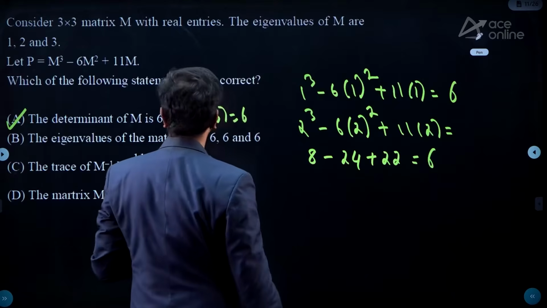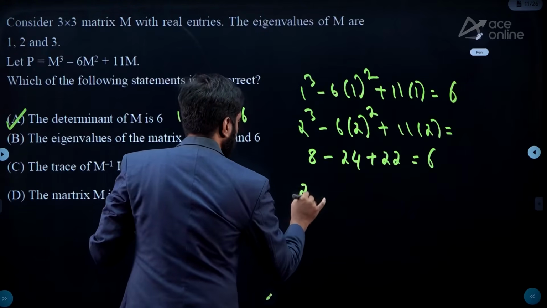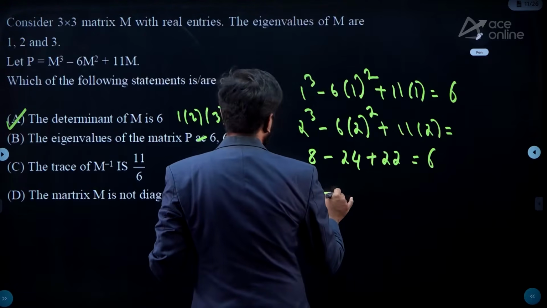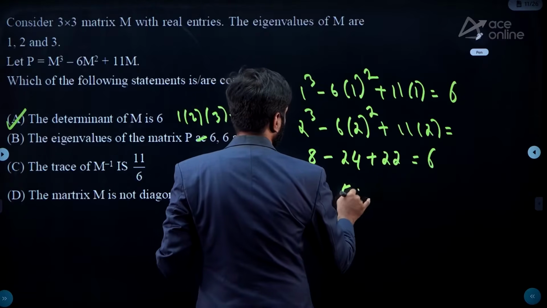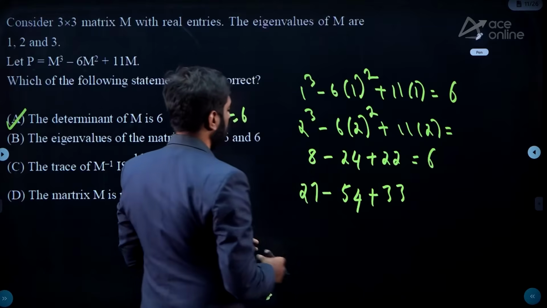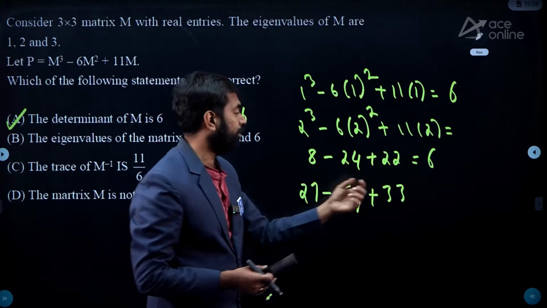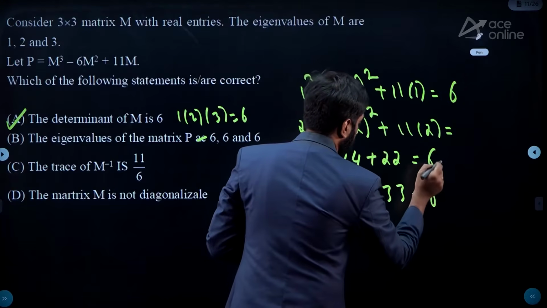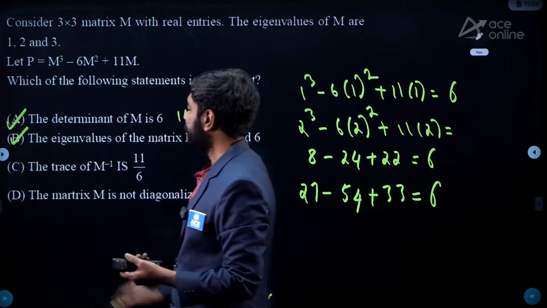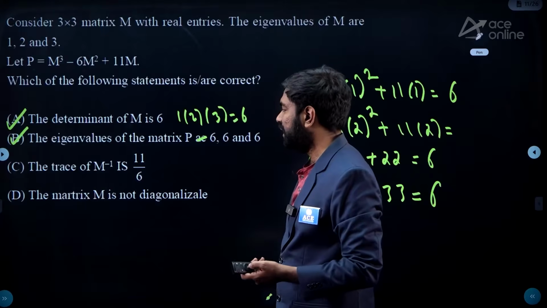Second eigenvalue is also 6. And then I have to put the third eigenvalue here. 3 cube is 27. 3 square 9, and then 6 into 9, 54, plus 33. So how much is this? 27 minus 54 minus 27. Minus 27 plus 33 is 6. Yes. The eigenvalues of the matrix P are 6, 6, 6. This is correct.